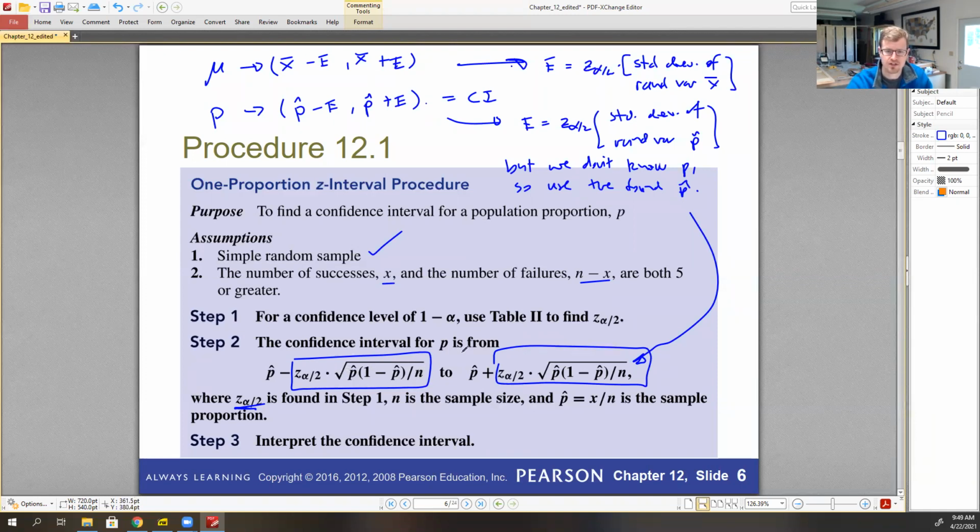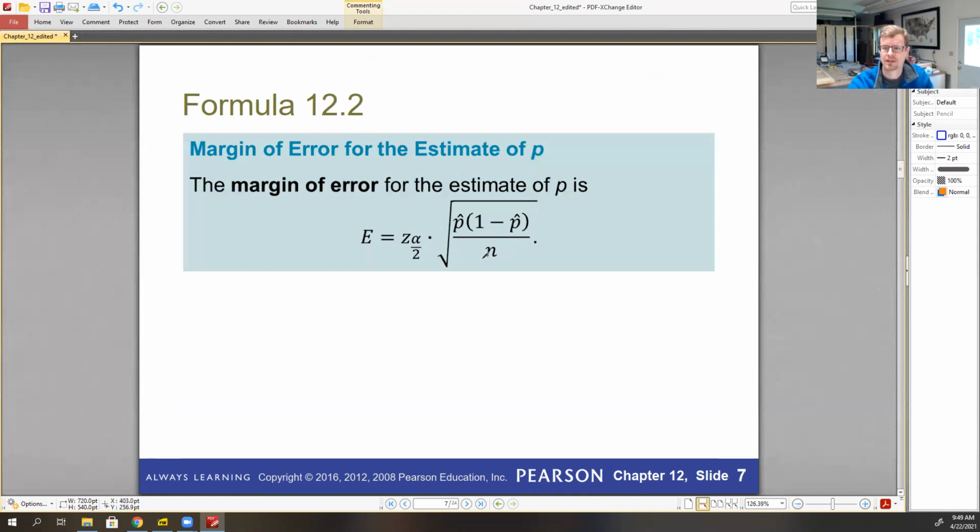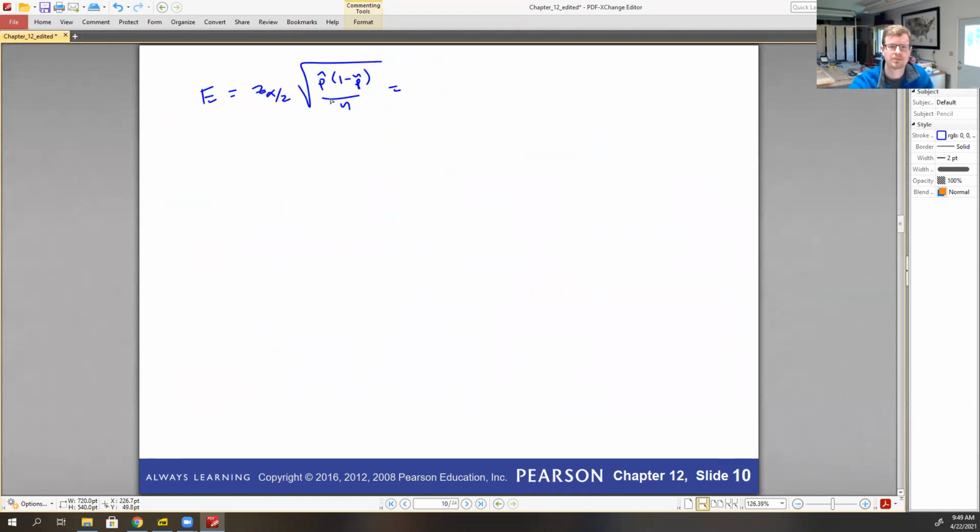Okay, that's all inside the square root there. So this is 1.645 because that's the value of z sub alpha over 2. And then you can use the decimal approximations here, or you can go ahead and say that it's 30 divided by 94 for p hat, and then 1 minus 30 over 94 for 1 minus p hat. And then, of course, it's divided by 94.